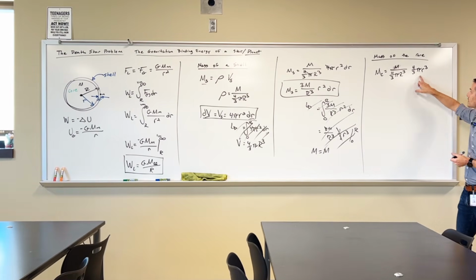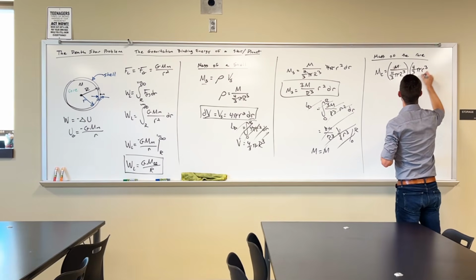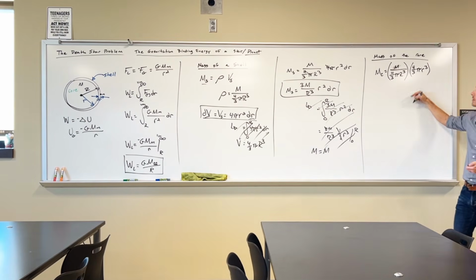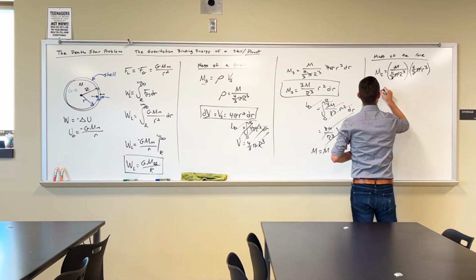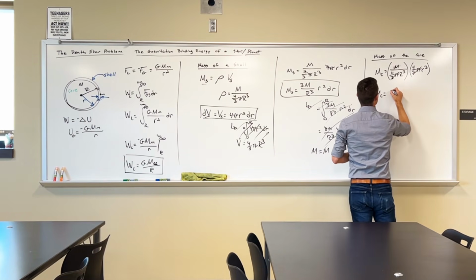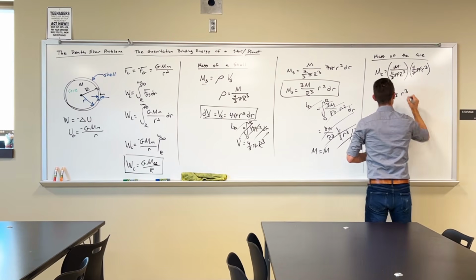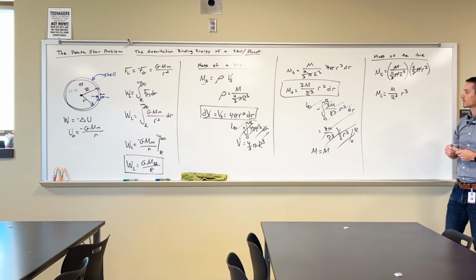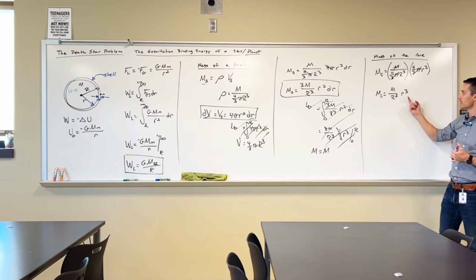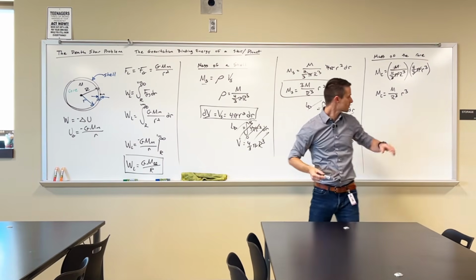Okay, I've got a density times a volume. I'll put them in cute little parentheses. Density and volume. Now what happens to my 4/3 pi? Cancel party. So the mass of the core is actually pretty easy to deal with. It's M over R cubed times little r cubed. That is to say the mass of the core is proportional to the cube of its radius.